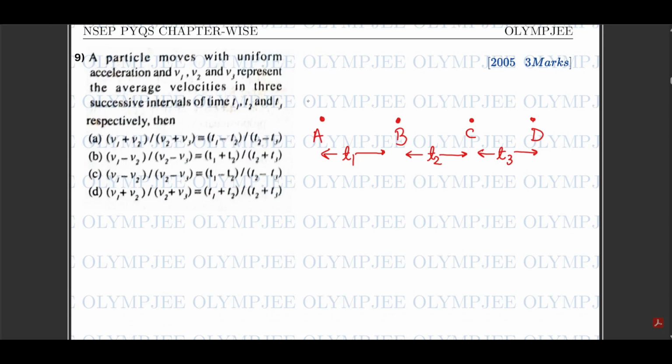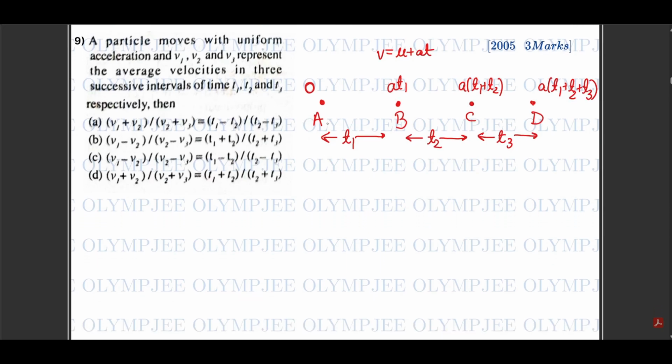So let's write the velocity at each point. Velocity at A will be 0. Velocity at B will be, using v is equal to u plus at, and assuming a as the acceleration, a t1. At C it is a(t1 plus t2). Here it is a(t1 plus t2 plus t3). Okay, so let's calculate the distance in each interval, because we need to find average velocity, which is given by the distance in that interval divided by the time taken to cover that interval.